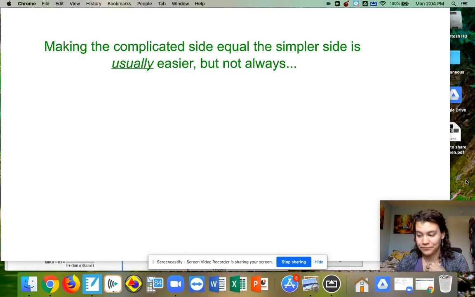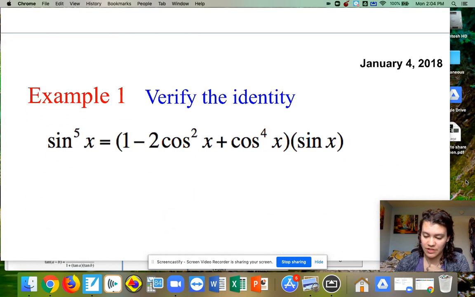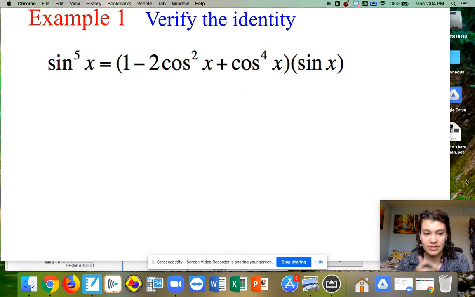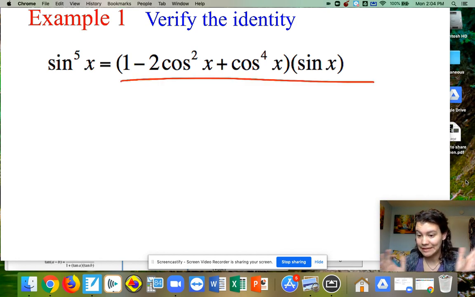Not always. So for this one, we have sine to the fifth of x equals 1 minus 2 cosine squared x plus cosine to the fourth x times sine of x. So you could still work on this side and get to the other side. It's possible, you can do it, but you could also work from the other side and it takes about the same number of steps. So I'm going to show you that way first.